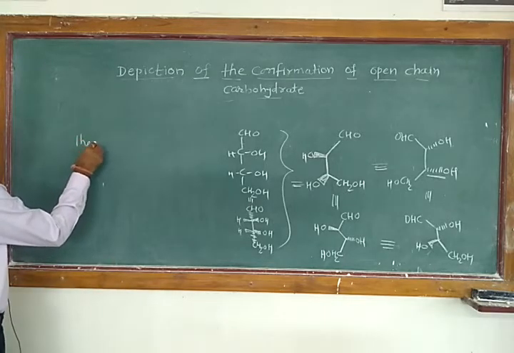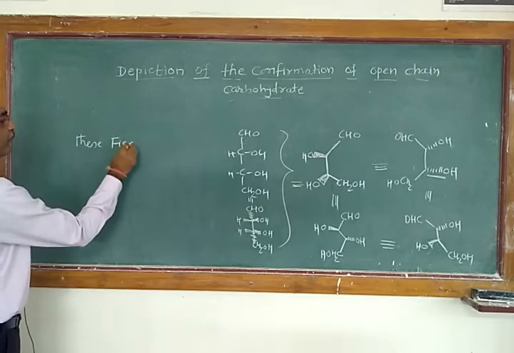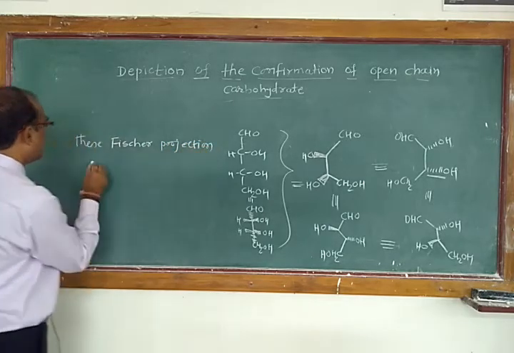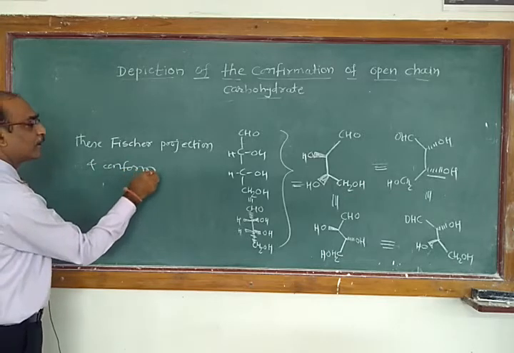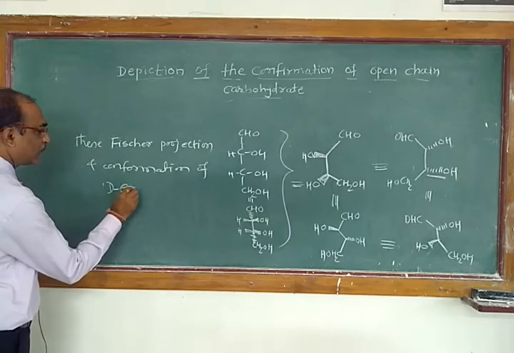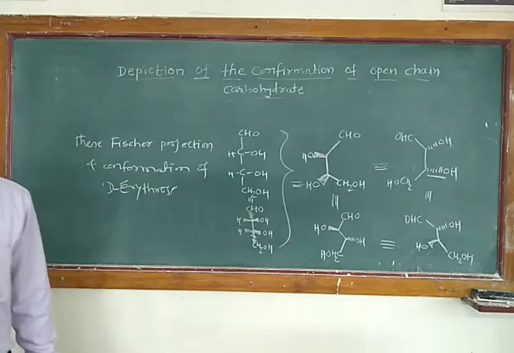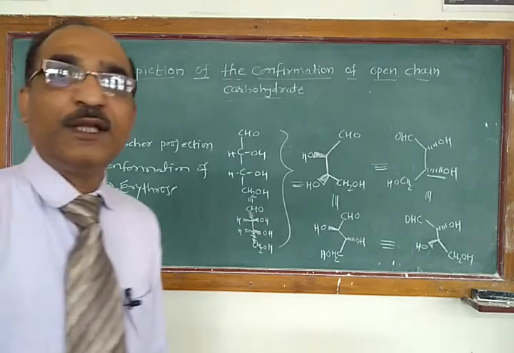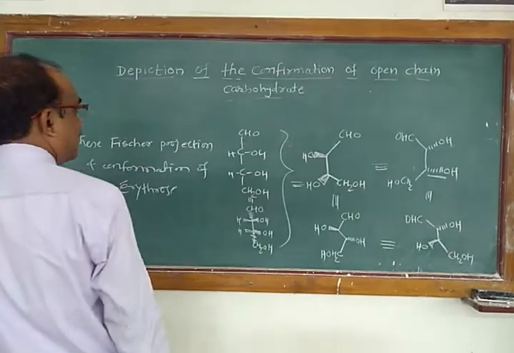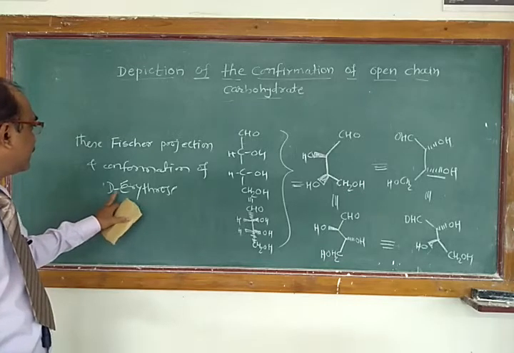These are the Fischer projection and conformation of what? D-erythrose. Okay, this is the conformation and the depiction of the D-erythrose. Now, what will be the case in case of D-threose? This is D-erythrose.